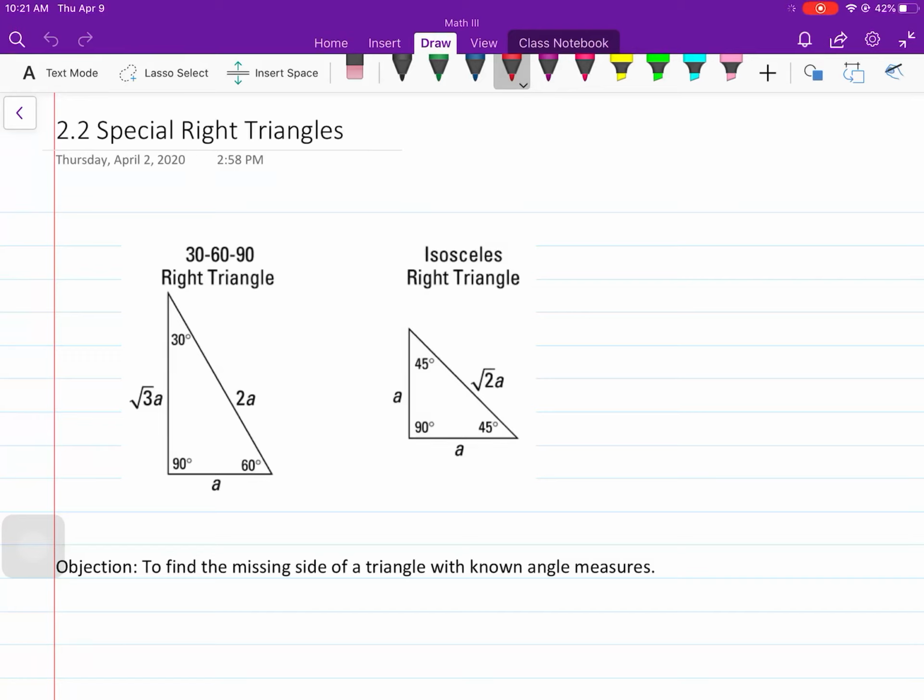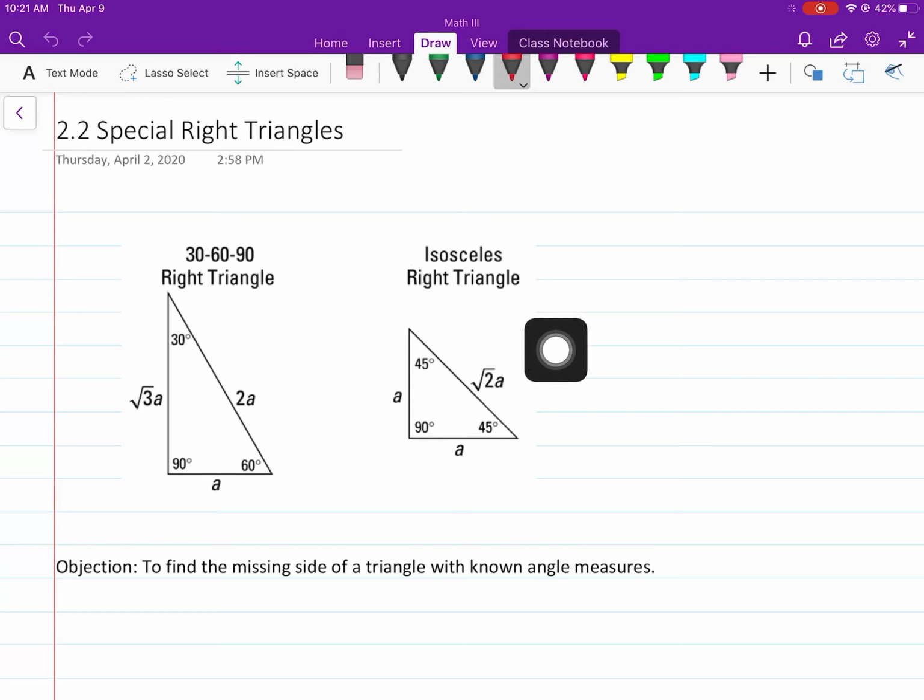Honestly, this section 2.2 is probably going to be the section you guys are going to struggle on the most. And I don't know why, I find it to be pretty simple, but it's just something that all my students in the past have always struggled on. So we're going to go through it. Hopefully it goes well. So we have two different types of special right triangles.